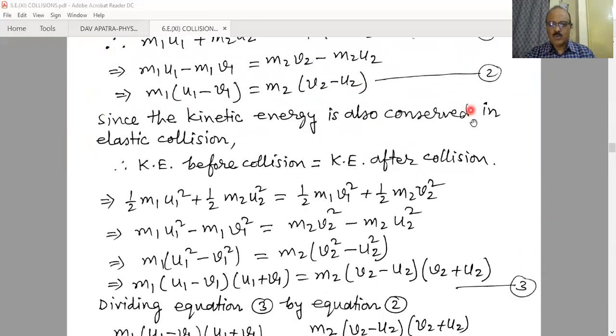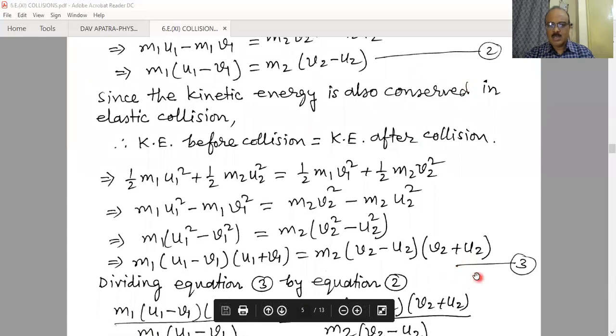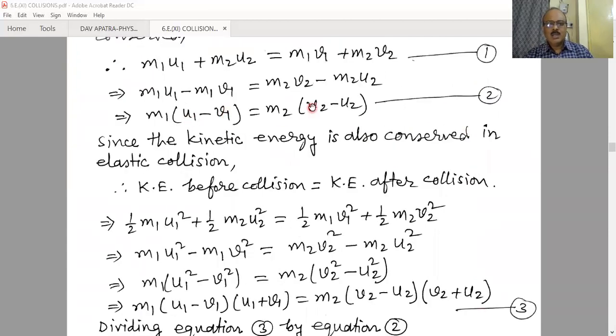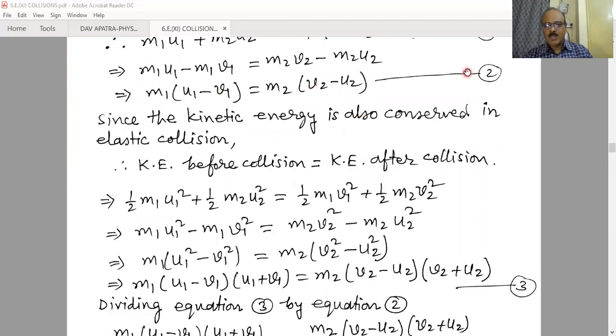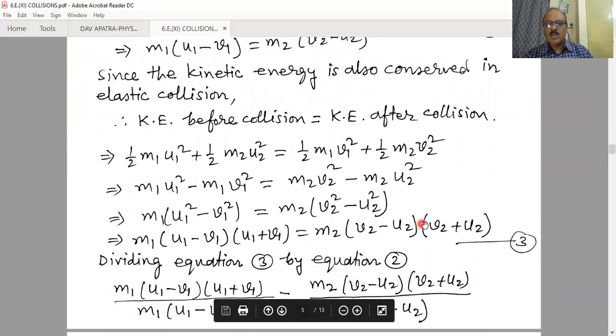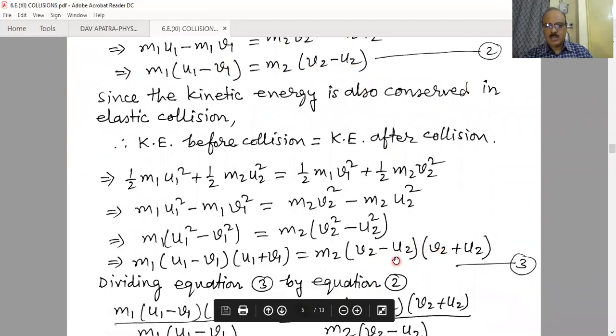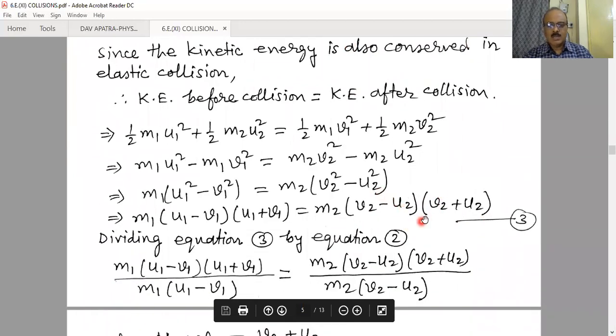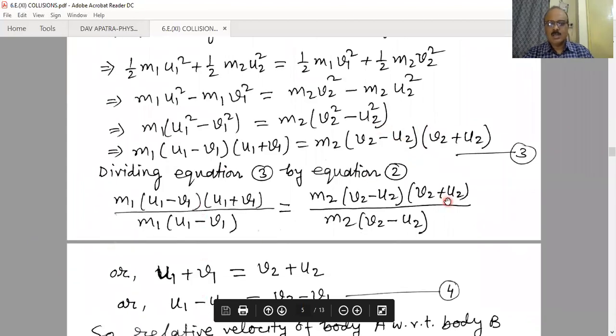Now, from equations 2 and 3: equation 3 comes from the law of conservation of kinetic energy, and equation 2 comes from the law of conservation of linear momentum. Now, dividing equation 3 by equation 2, that means equation 3 over equation 2. When we divide the equations, left hand side is divided by left hand side and right hand side by right hand side.